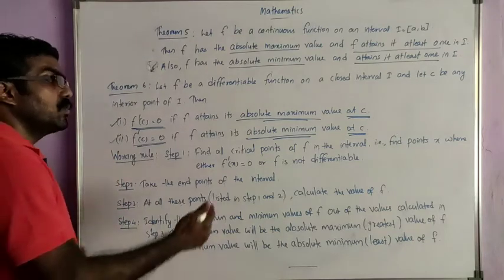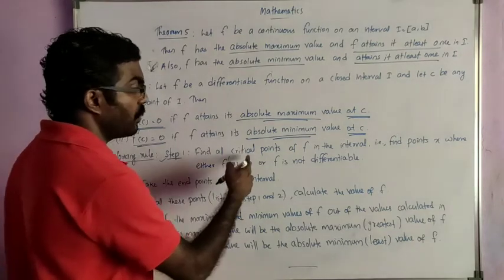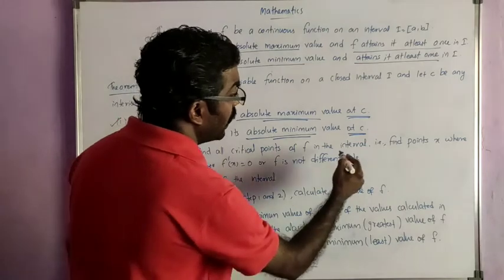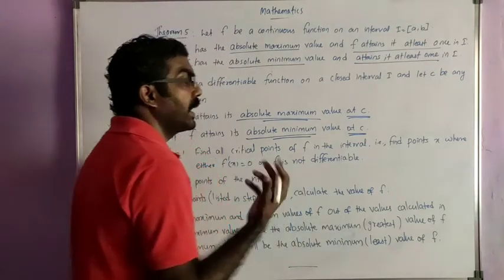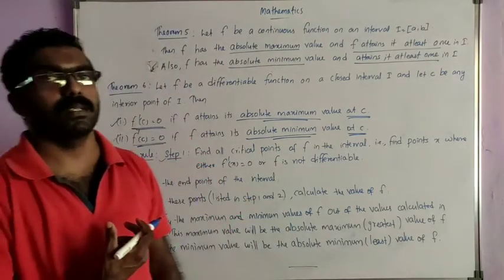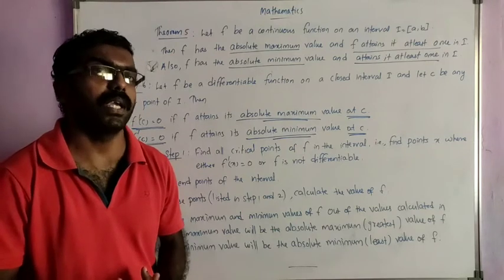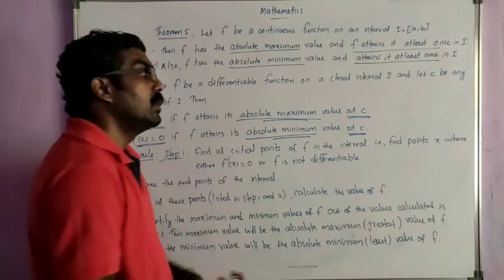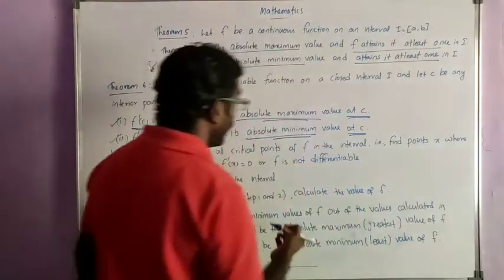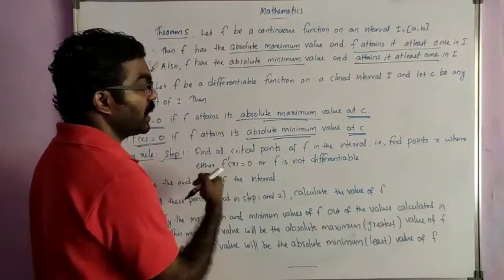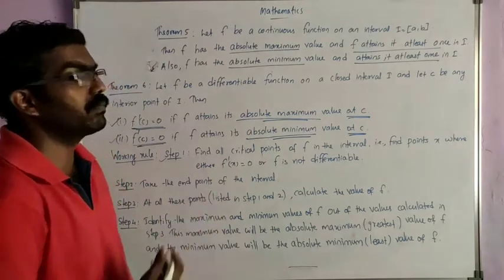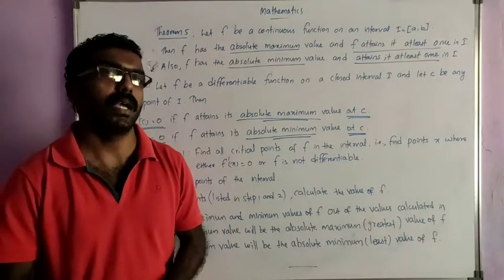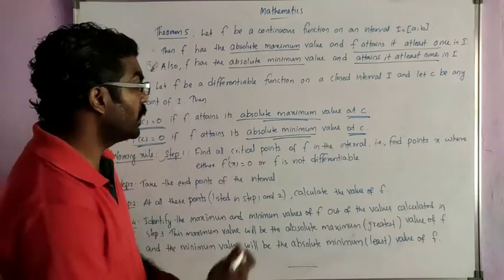Step 1 is to find all critical points of f in the interval. We have to find the critical points first, so we have to equate f dash of x to 0, the first order derivative to 0. That is, find points x where either f dash of x equals 0 or f is not differentiable. Those are the points we have to find.